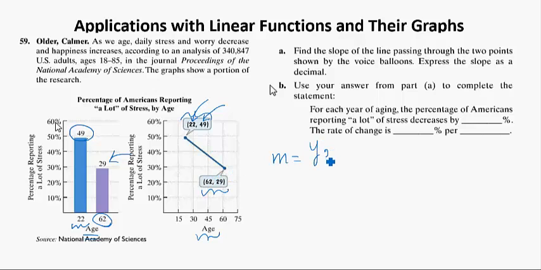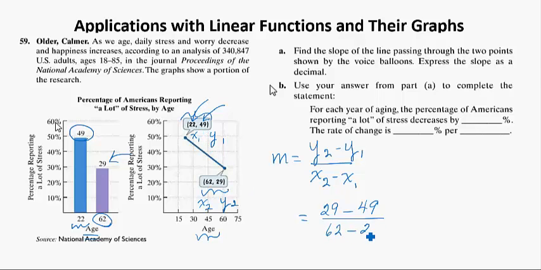So our vertical change is going to be y2 minus y1. Our horizontal change is x2 minus x1. And it doesn't matter, as we mentioned previously, which one of these you call your point 1 and which one you call your point 2, as long as x1 and y1 come from the same point and x2 and y2 come from the same point. So we're going to take y2, which is 29, and subtract y1, which is 49, over x2, which is 62, minus x1, which is 22.